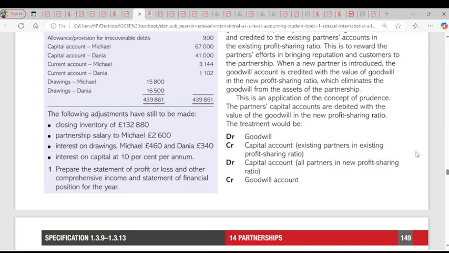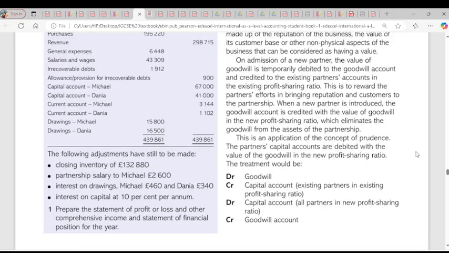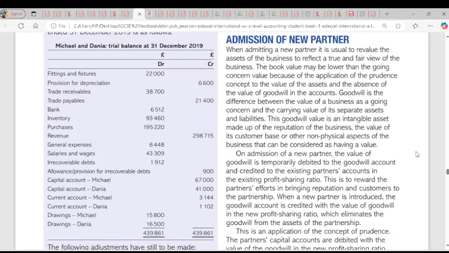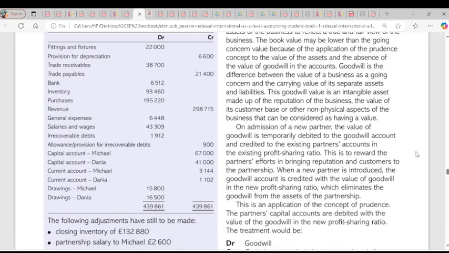So we have to prepare an appropriation account. So Michael and Daniel statement of profit and loss account and other comprehensive income for the year ended. We have our revenue, so that's the first thing we have to prepare. Revenue in the statement of profit and loss and other comprehensive income is 298,715.